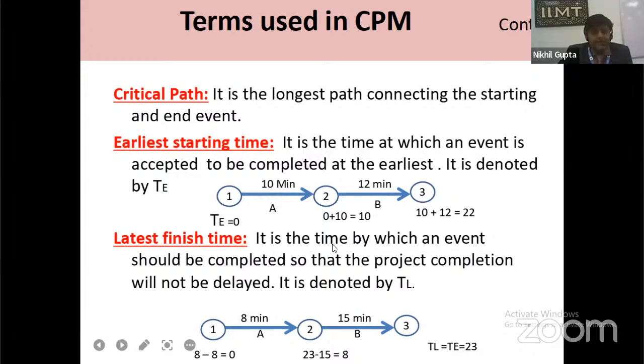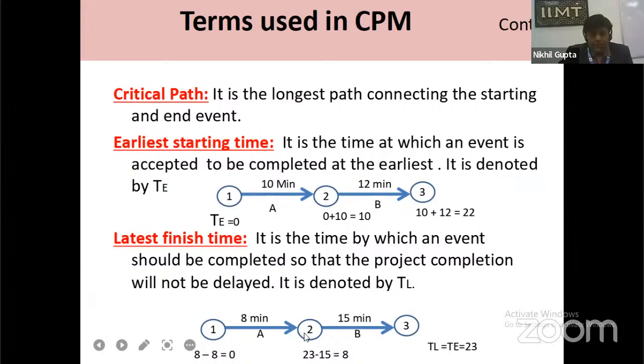Latest finish time is the time by which an event should be completed so that the project completion will not be delayed, and it is denoted by TL. Here, this is activity A and this is activity B. First of all, we calculate the earliest starting time TE. For the start, TE is equal to 0, and then 23 for event 3. But latest finish time is calculated from the end side. This means 23 is the TE for this event. This TE is equal to the TL for this whole activity, so TL is equal to 23.